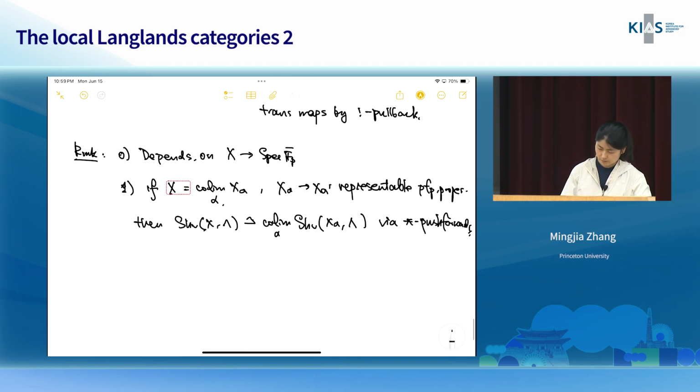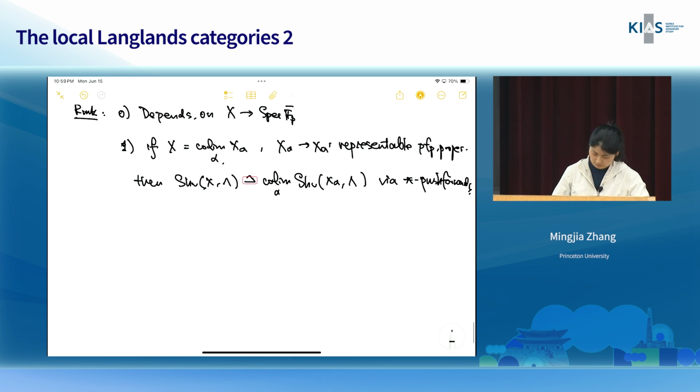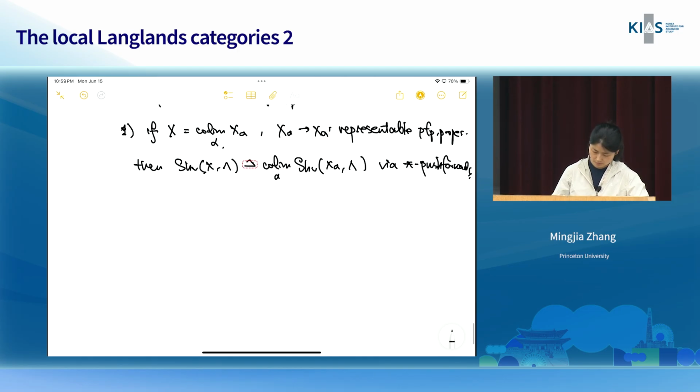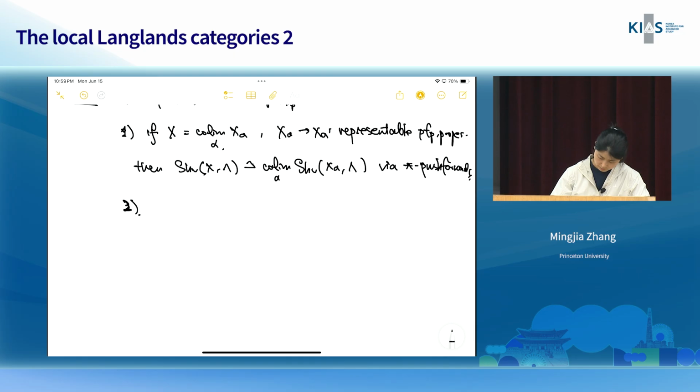So this is the main reason why we need to pass to op, because this will not be true on the dual sheaf category using star pullbacks. Right, and then it has universal descent for ind-PFP proper surjections.